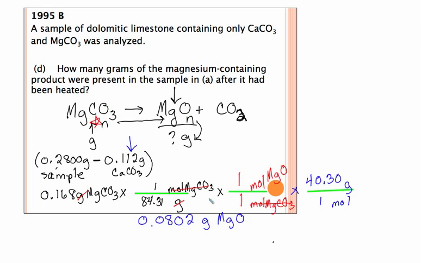Now again, if you're missing a piece from a prior part, assume something reasonable. In this case, you would need to assume something that was less than 0.2800. And you would get credit for part D, even though you'd lost the credit in the prior part. So that's your second AP question.